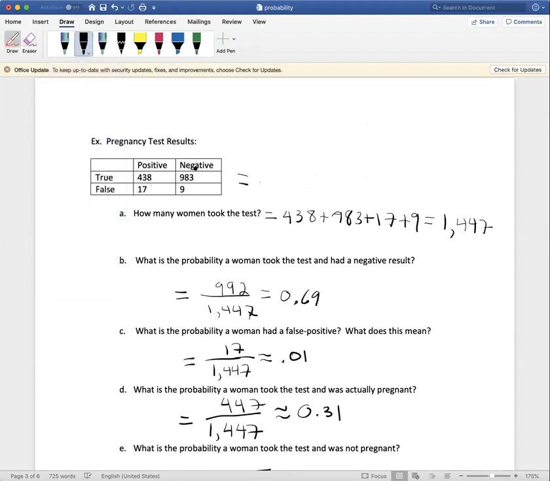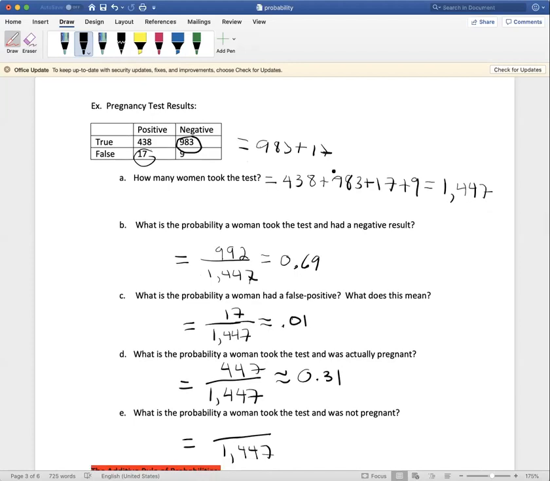Well, the true negatives took the test, they had a negative result, and it was correct. So those people are not pregnant. That's 983. And remember, the false positives, their test came out as being positive, but it was incorrect, it was false. So we have 17 there. And that gives us a total of 1,000 who were not pregnant.